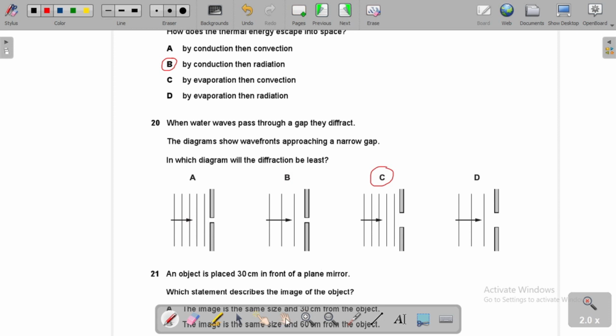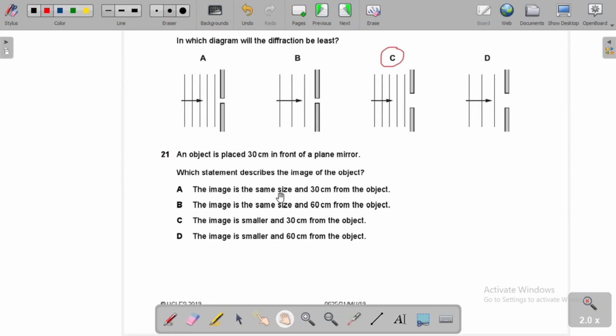Now the next question, which is number 21. An object is placed 30 cm in front of a plane mirror. Which statement describes the image of the object? The image has the same distance from the mirror as the object from the mirror. The image is laterally inverted, the same size as the object. So let's look at the answers. The image is the same size as object and 30 cm from the object.